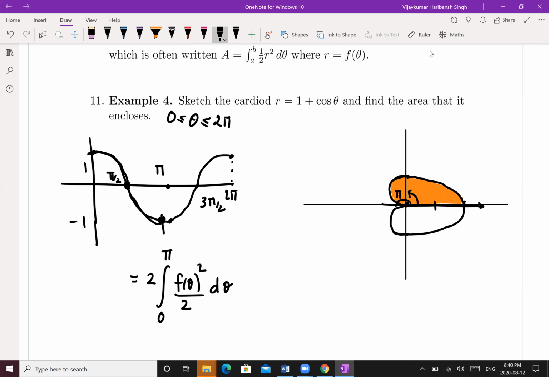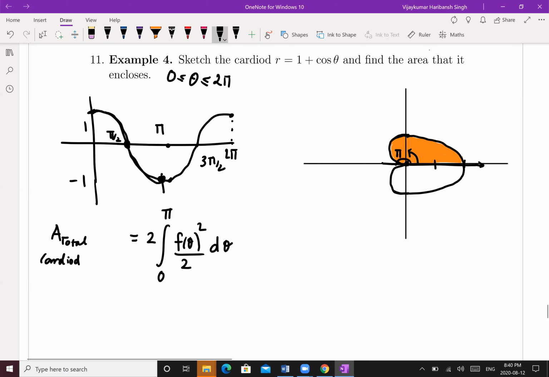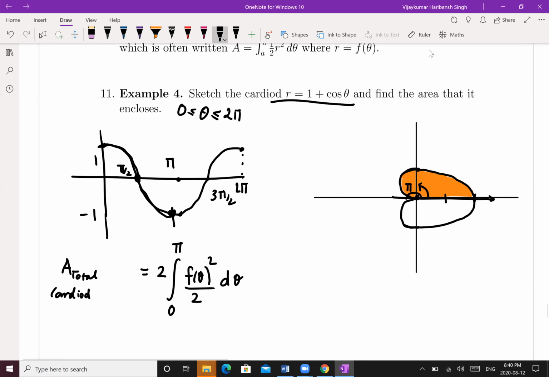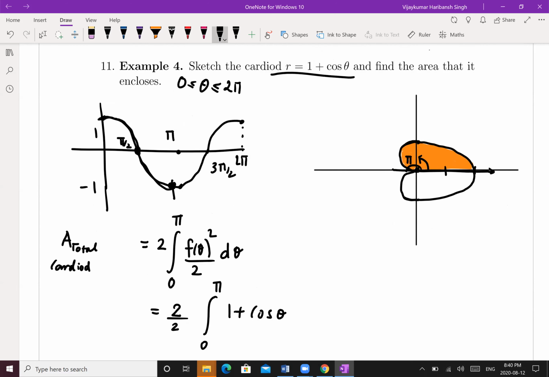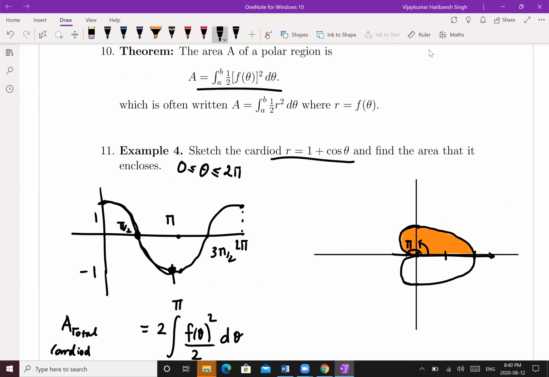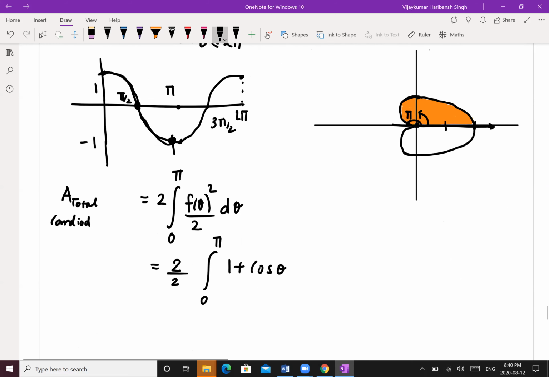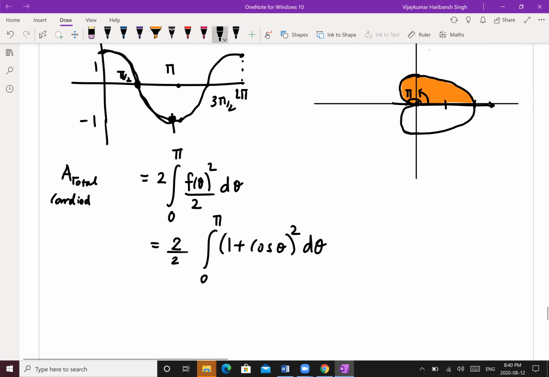So this is the total area of the cardioid. It's called a cardioid because it looks like the shape of a heart, right? So now r is f of theta, so we can proceed to find this limit. We have 2; this 2 will come out, and we'll cancel it. So 0 to pi, 1 plus cos theta, because that's the formula for f, 1 plus cos theta, squared, d theta. So now we need to integrate this.